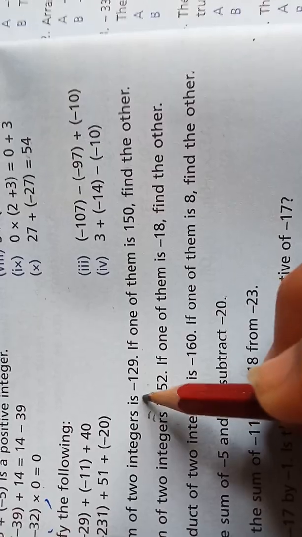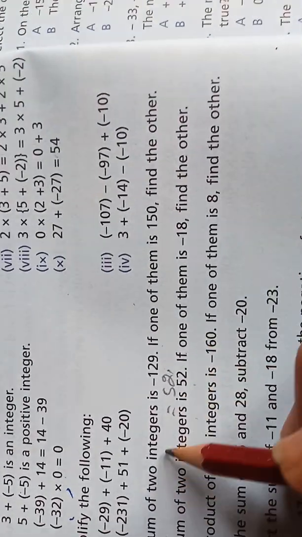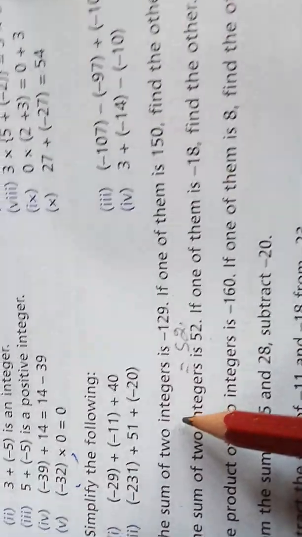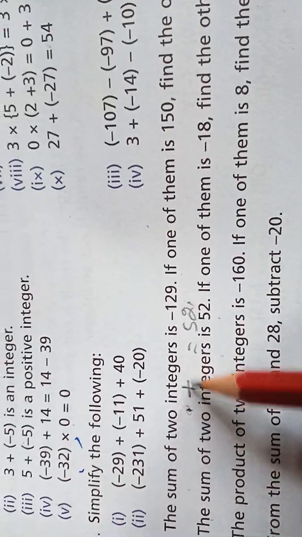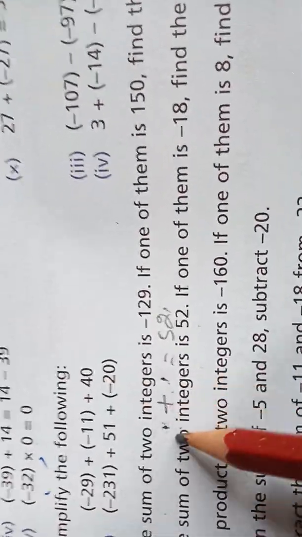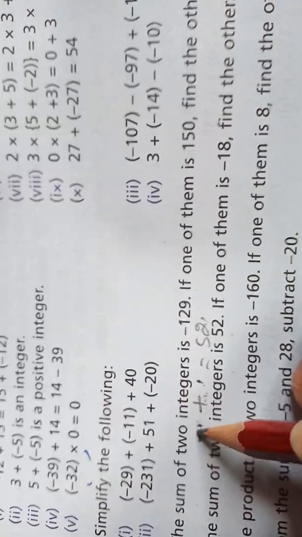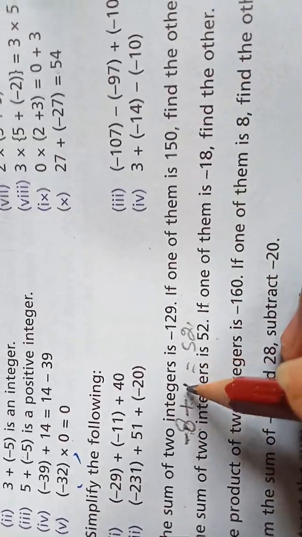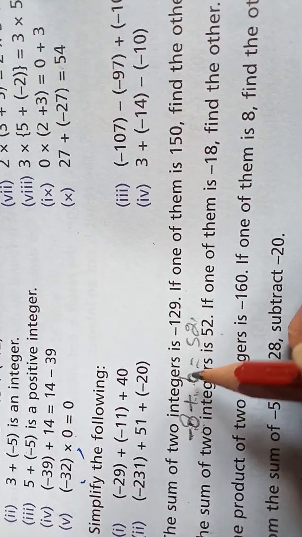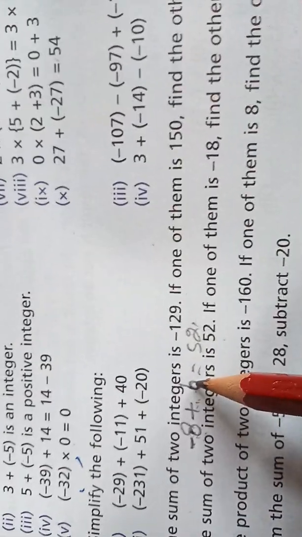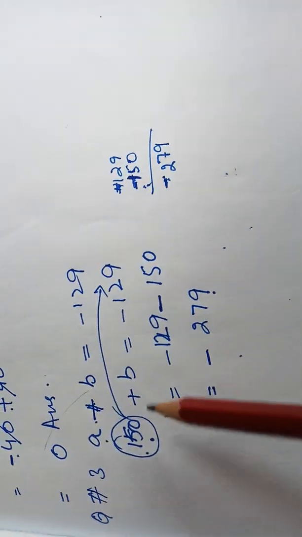The sum of two integers is 52. For example, these are any two integers, their sum is 52. One of them is minus 8, and you have to find the other integer. You can give the integer the name b, as I have done in this question. So minus 8 is here.